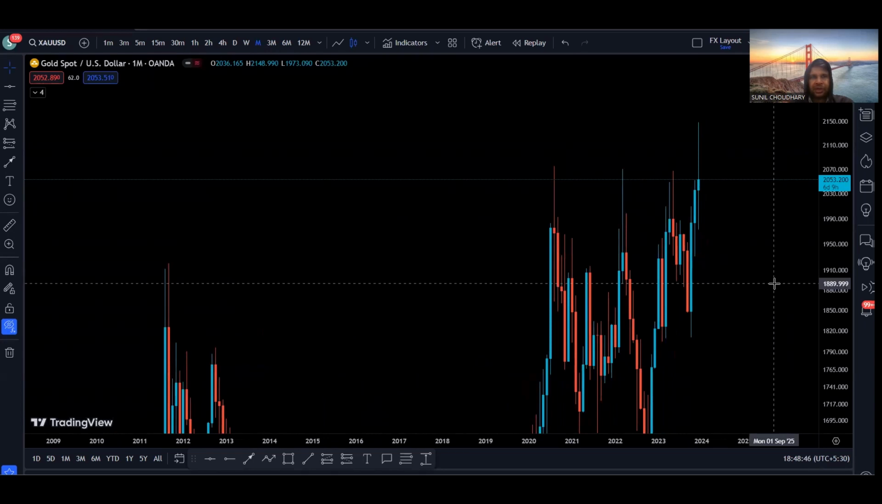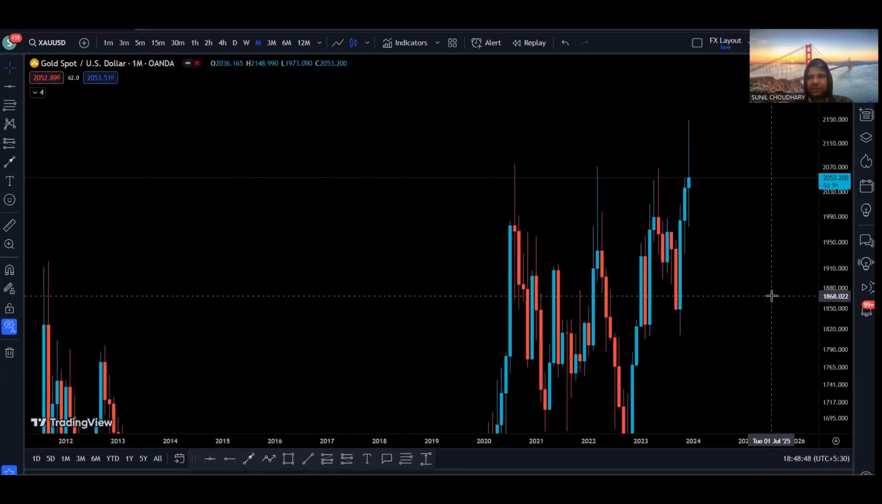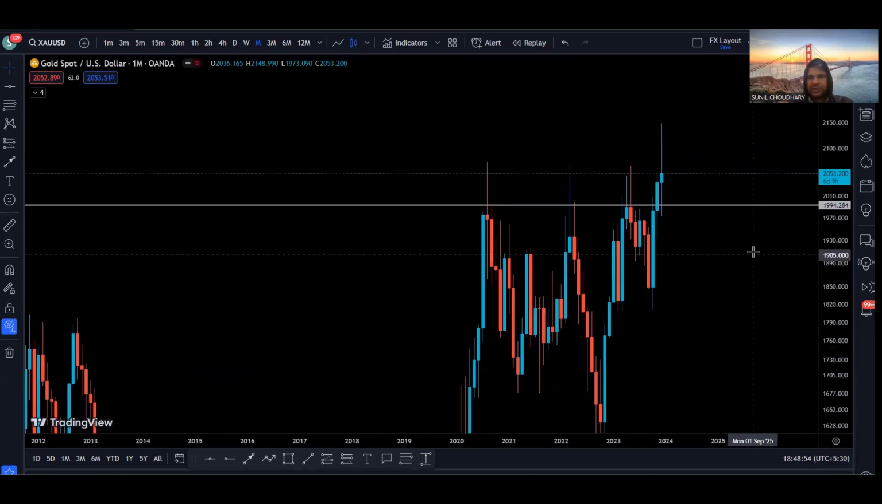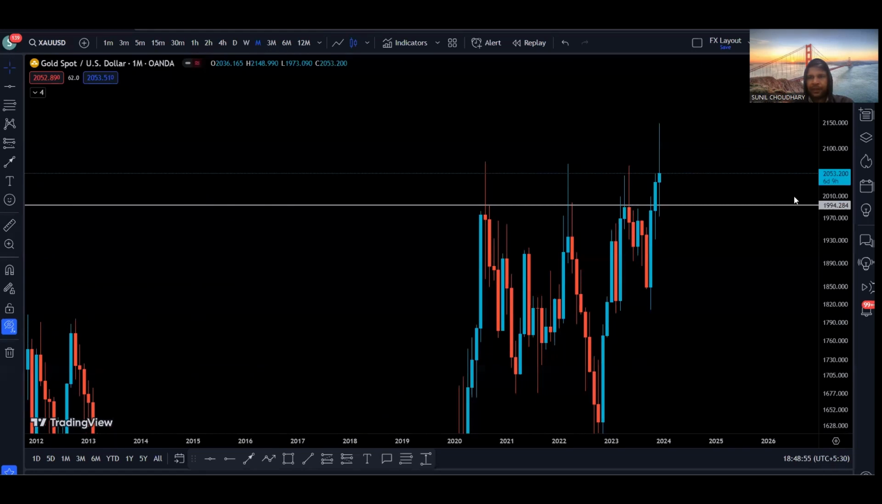First of all, we are going to start with the gold monthly time frame. So we can see that we are on the gold monthly time frame. Also, we could see that we have this resistance. As we can see, every time the price rejected from this resistance, and we got this last monthly candle close above it.